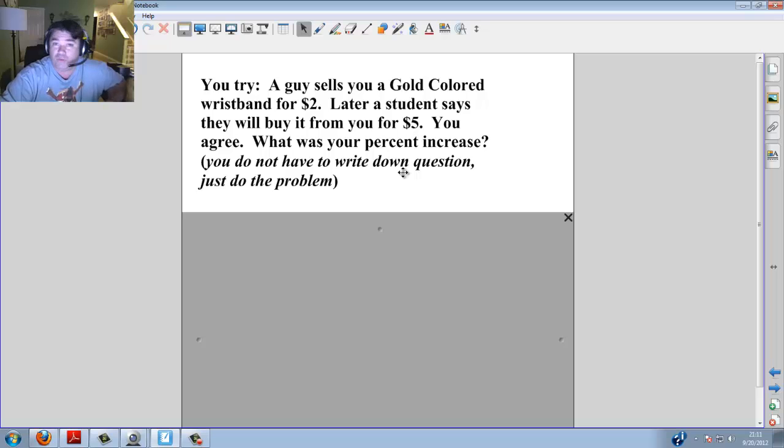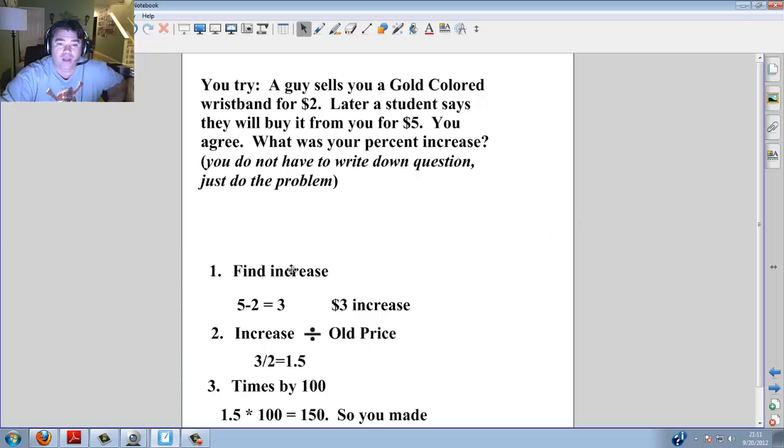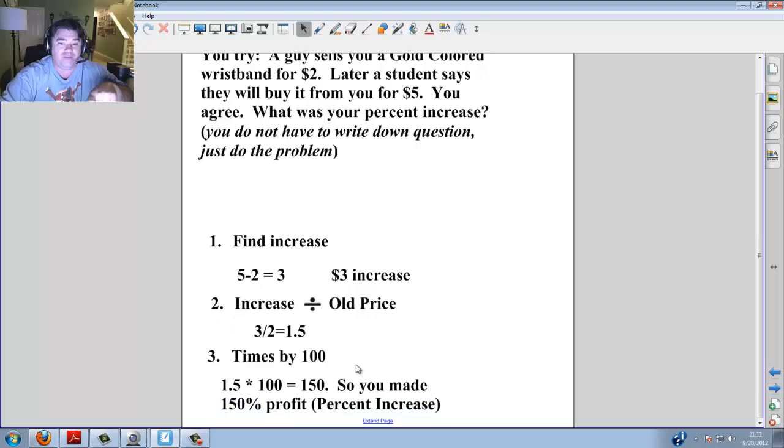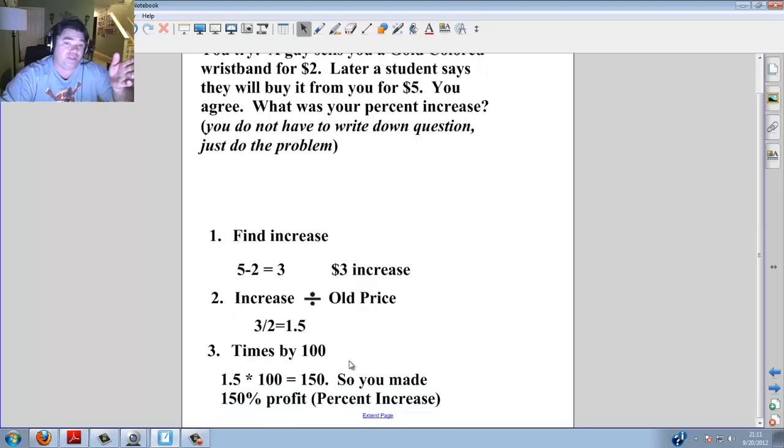Hopefully you paused it and worked it out. Let's take a look. You got $5. You paid $2. You made a $3 increase. So big minus little equals 3. Divided by the old price, which is $2. 3 divided by 2 equals 1.5. But remember, that is the decimal. From there, you go ahead and times by 100. So 1.5 times 100 is 150. So you made a 150% increase in what you did.